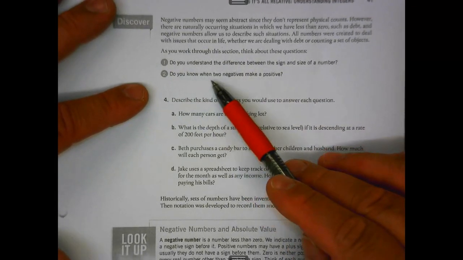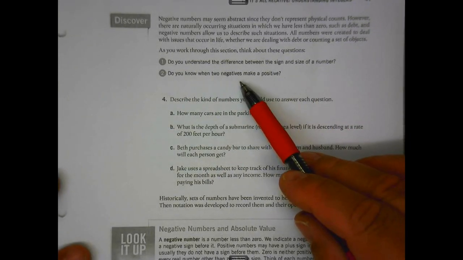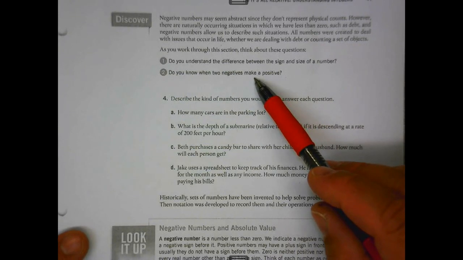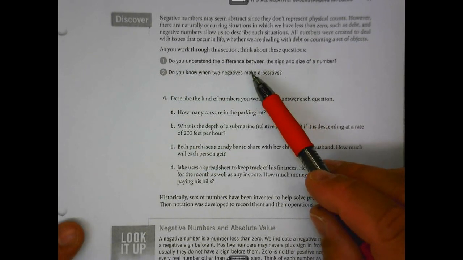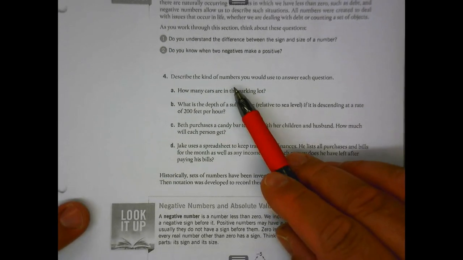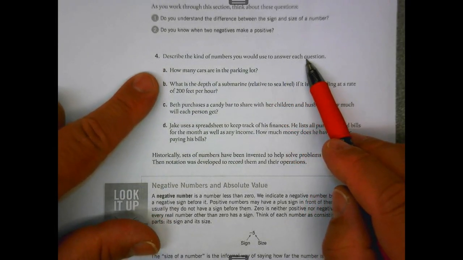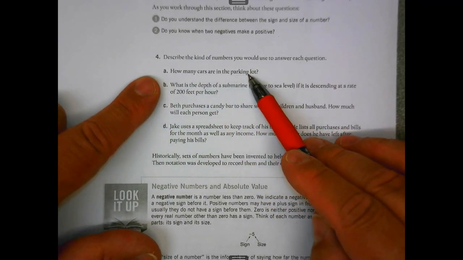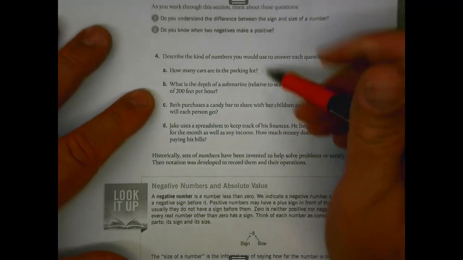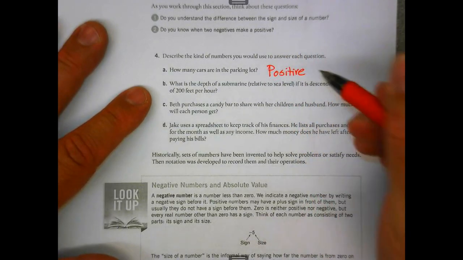Well, that's true when we're multiplying and dividing, but when adding and subtracting, not so much. You can have different situations. All right, number 4. Describe the kind of numbers you would use to answer the following questions. How many cars are in the parking lot? Well, you can't have negative cars in the parking lot. You can only have a positive number in the parking lot. By the way, 0 is neither negative nor positive. So it can be 0 or a positive number.